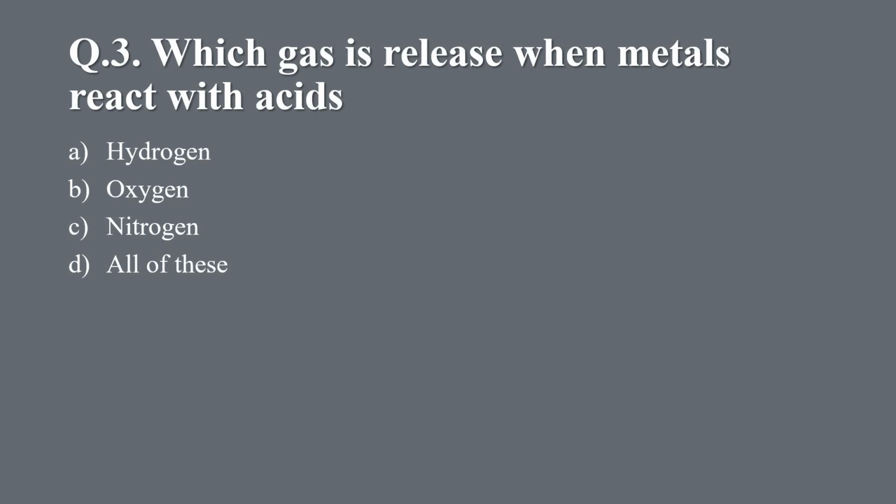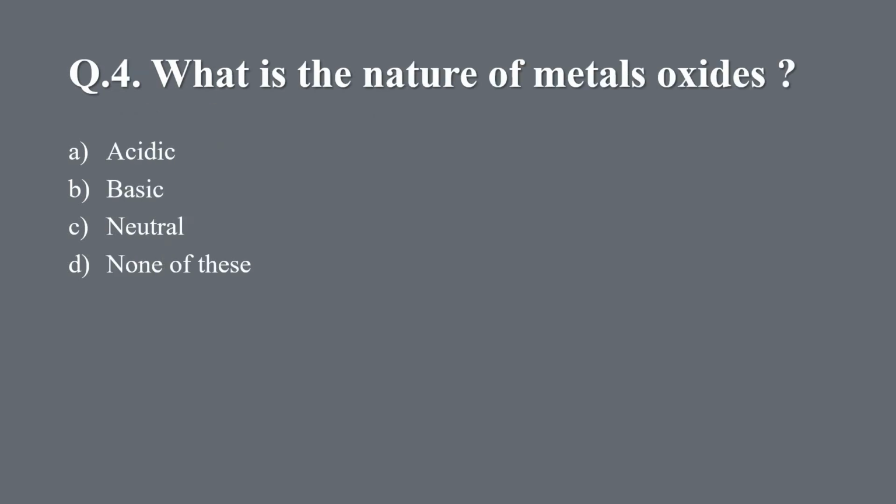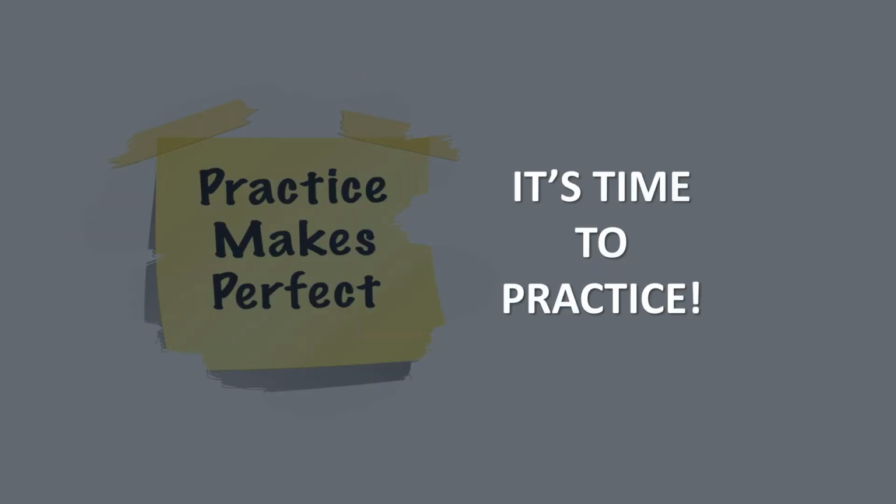Question 3. Which gas is released when metals react with acids? A. Hydrogen, B. Oxygen, C. Nitrogen, D. All of these. And your right answer is A. Hydrogen. Question 4. What is the nature of metal oxides? A. Acidic, B. Basic, C. Neutral, D. None of these. And your right answer is B. Basic.